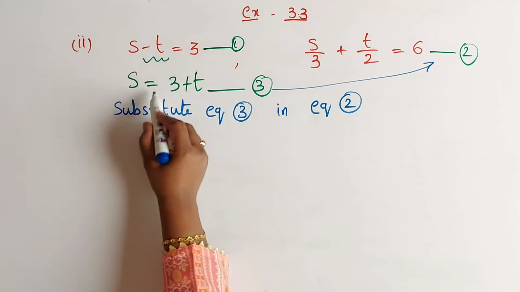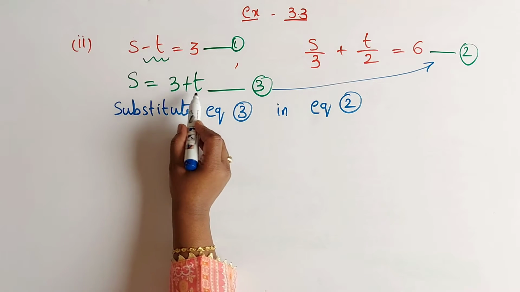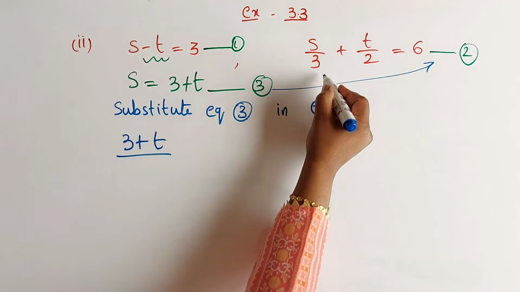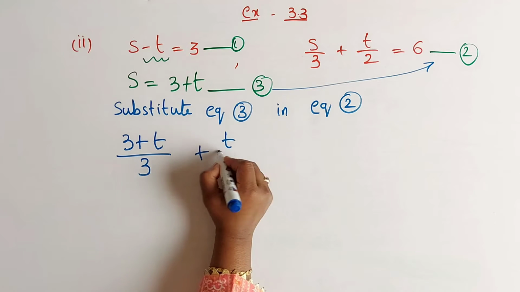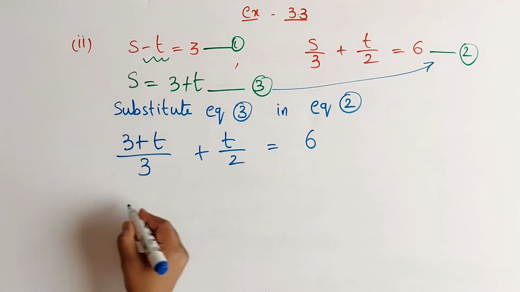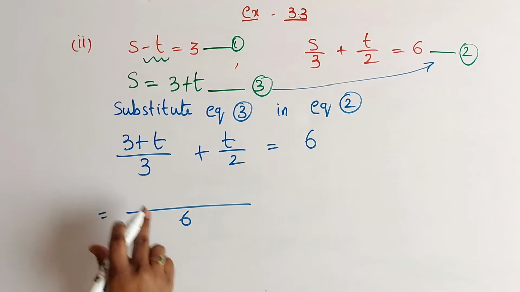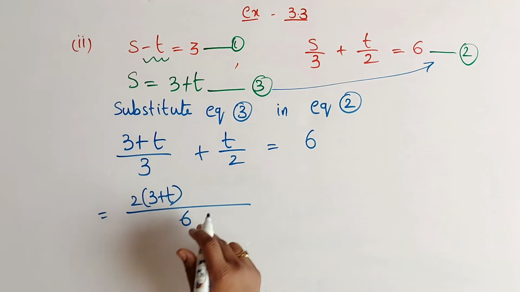Substitute this third equation in the second equation. Correct? We know the s value. Now we will find out the t value from here. Now s equal to 3 plus t, children. 3 plus t divided by 3, second equation, plus t by 2 equal to 6, children. Now here the LCM is 6. 3 2s are 6. 2 of 3 plus t here. 2 3s are 6.